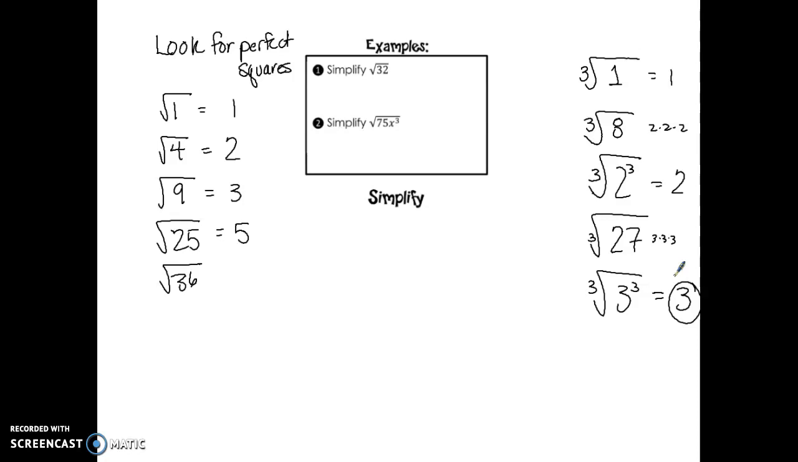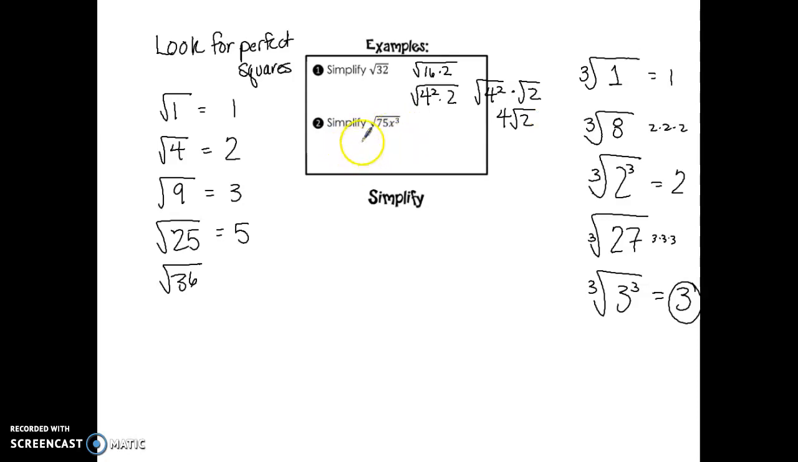If it says to simplify, when I look at 32, I see that a perfect square is 16, and I would multiply that by 2 because 16 is 4 squared times 2. And I know that the square root of 4 squared times the root of 2 is 4, so it can be written as 4 root 2. Okay, we've done these at the beginning of the year. Again, you are looking for perfect squares.